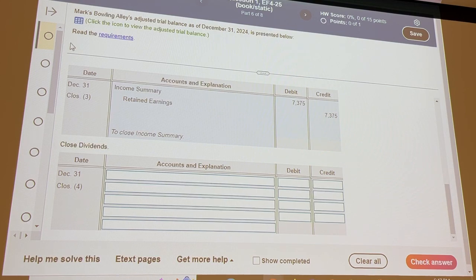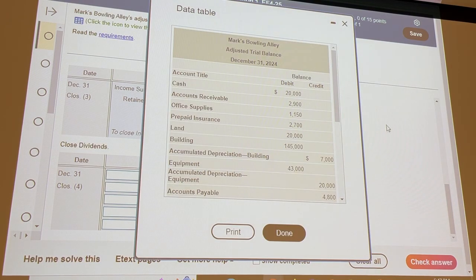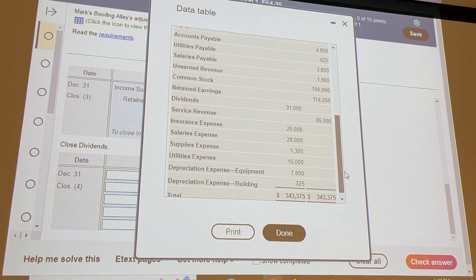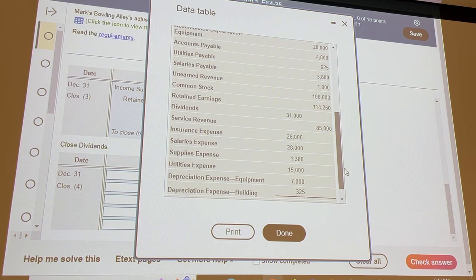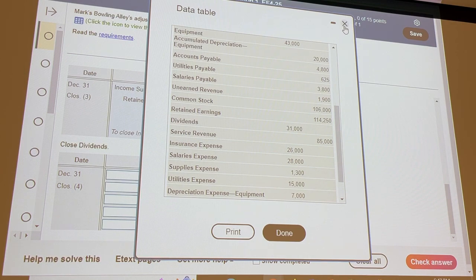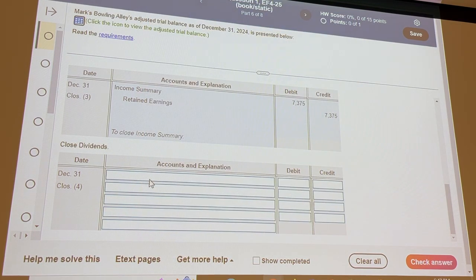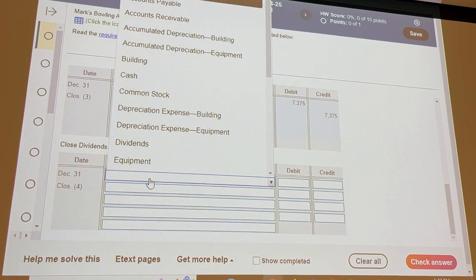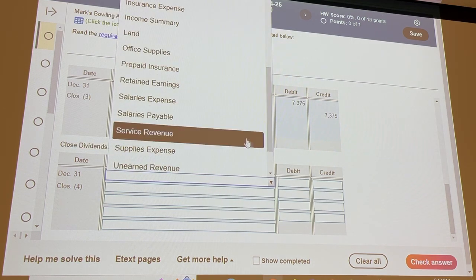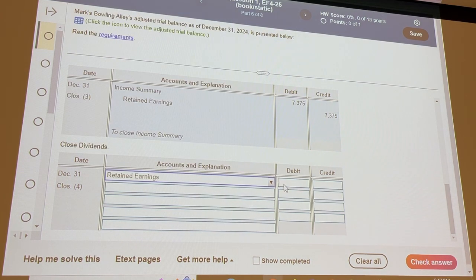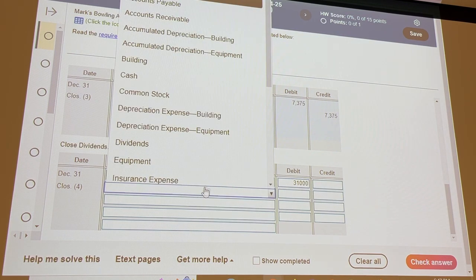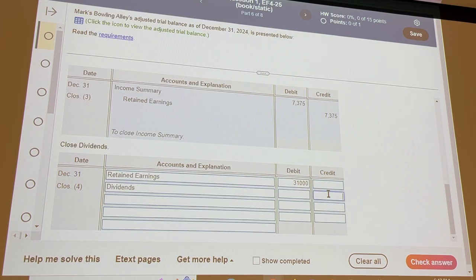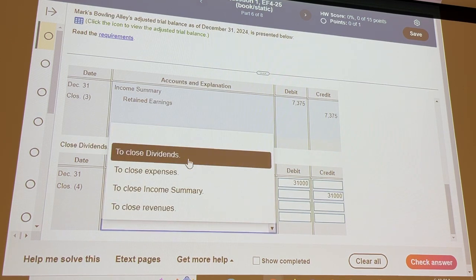And then we close dividends. So going back to the adjusted trial balance, dividends had a debit balance of 31,000. So we're going to credit dividends. So it means the account we will debit will be retained earnings, 31,000. And then credit dividends, 31,000. And then at the bottom to close dividends.